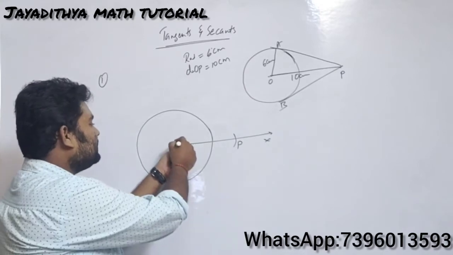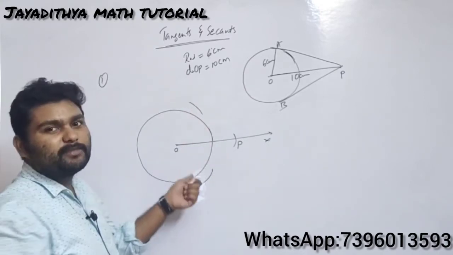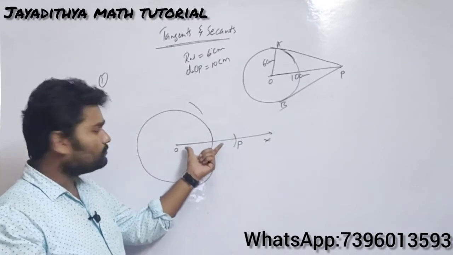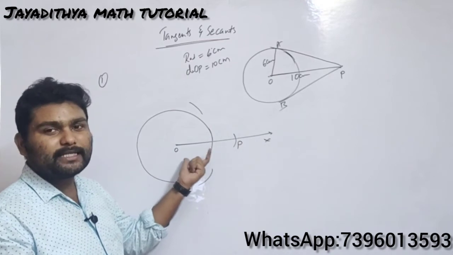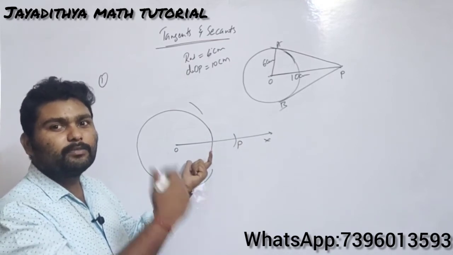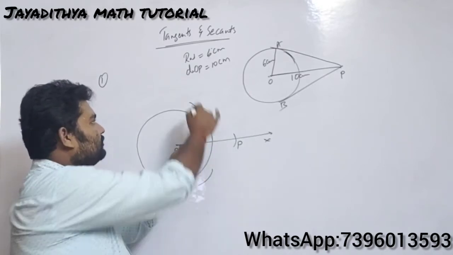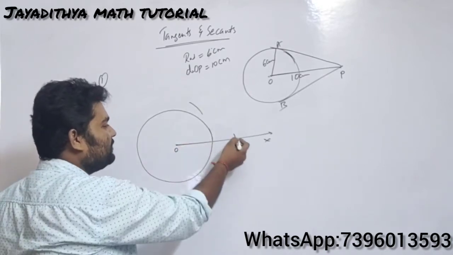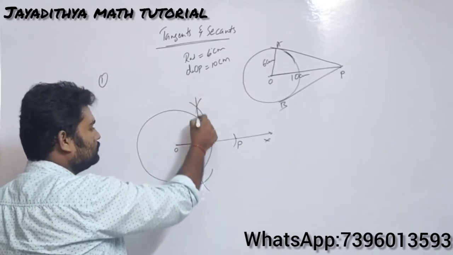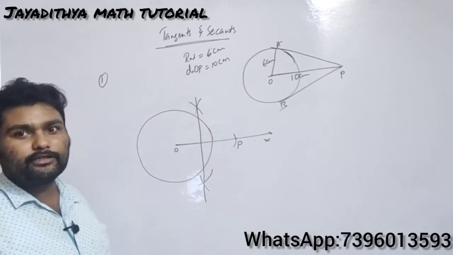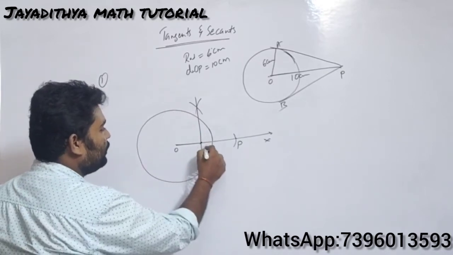After this, taking the center O, the radius must be more than half of OP. More than 5 centimeters you take, since OP is 10 centimeters, so you take the radius as greater than 5. You can take 6, 7 or more than that. From center O draw two arcs in this manner, and again with the same radius from P draw two arcs, cutting the previous arcs. Join the points of cutting of the arcs. Join these two points, then you will find a point here, M.